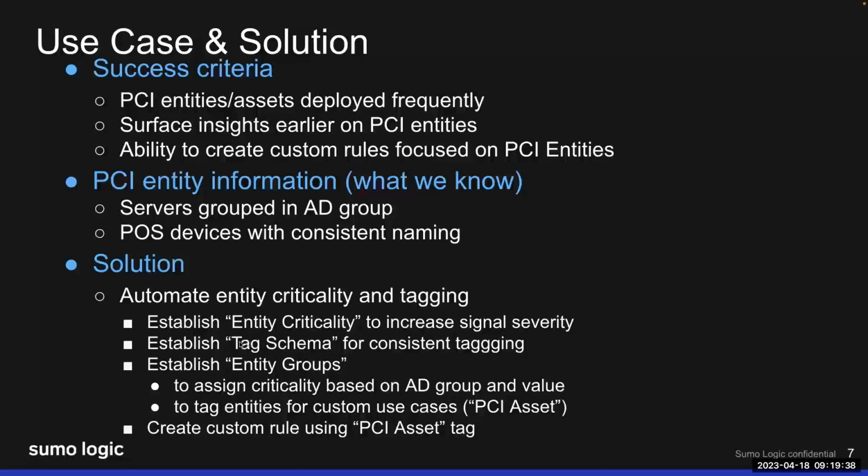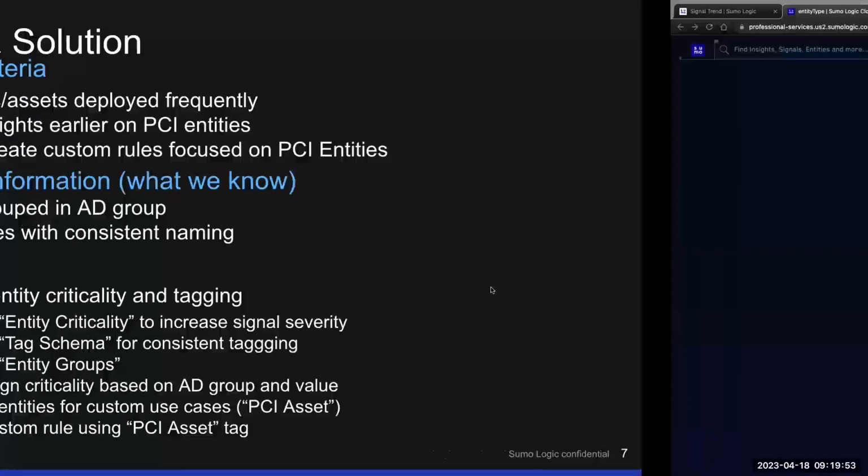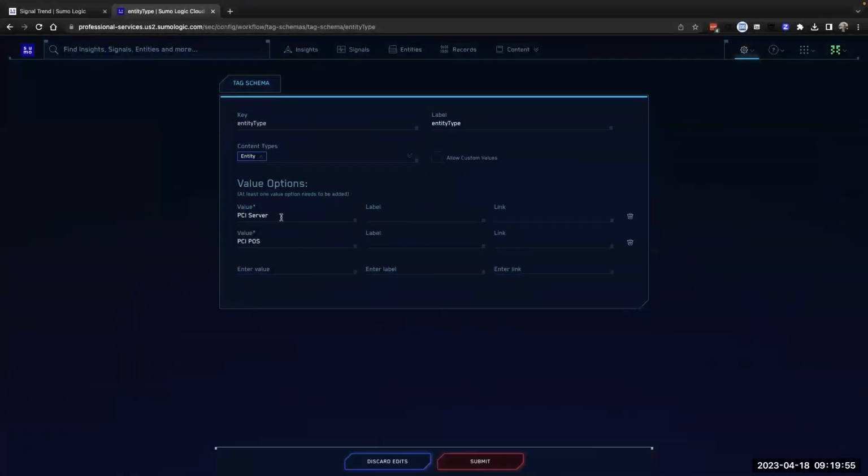Now, one thing I will call out with the tag schema, this is not a necessary step technically, because you can assign just keyword tags. So as you're creating the entity group, you can just put any tag of your choice, any string that will also be applied. But again, this keeps it consistent across the board.